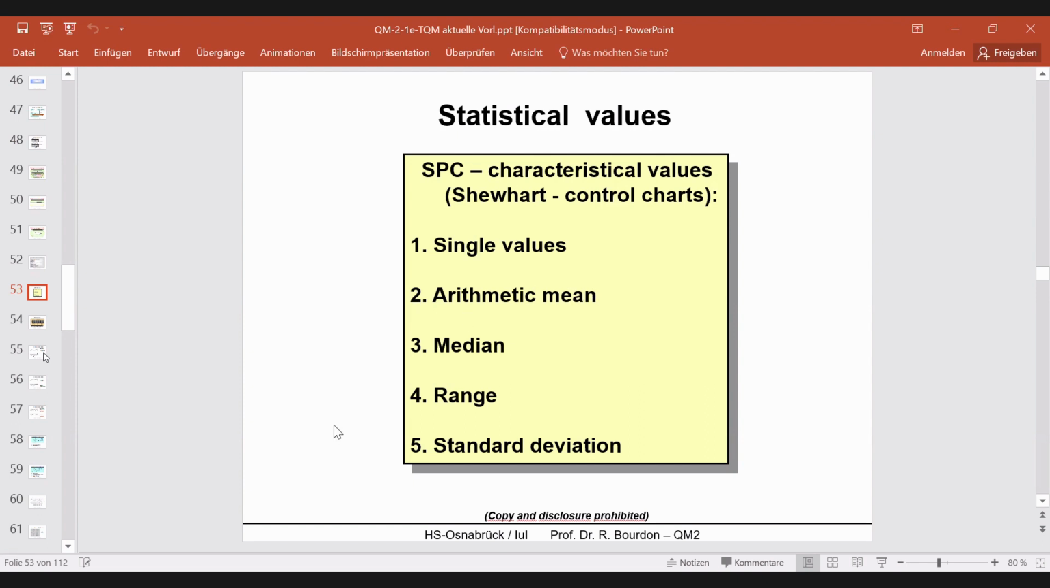The other information is the variation, and for this you have variation information, and here mostly the standard deviation is used. So in a quality control chart, you have the mean and you have the standard deviation. You can also use the single values for the quality charts, or median or range charts is also possible.